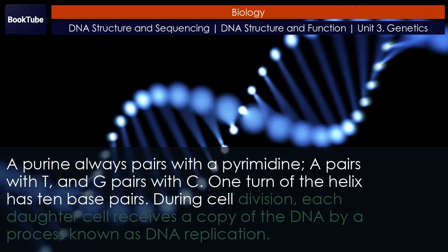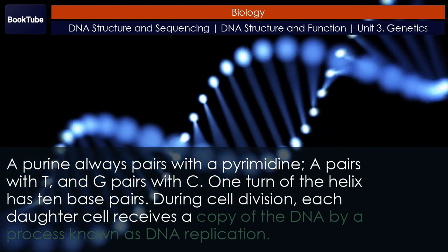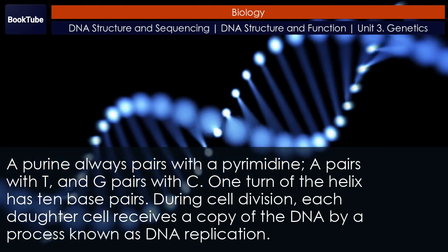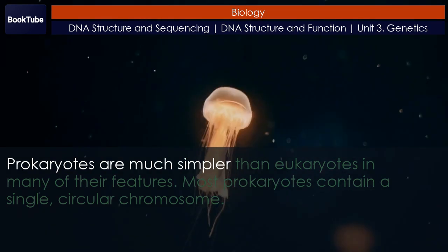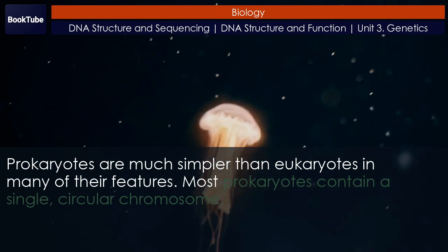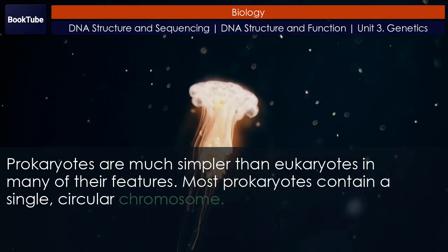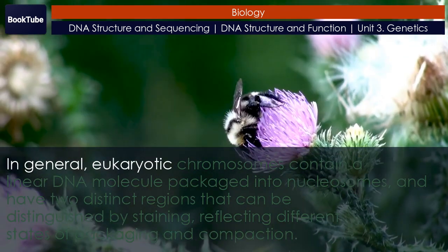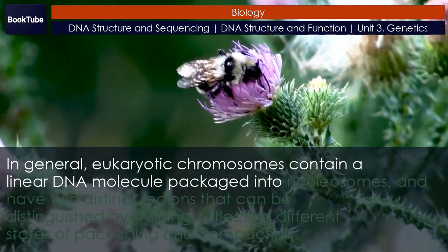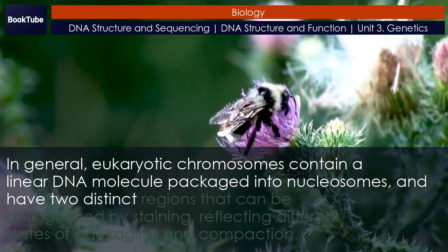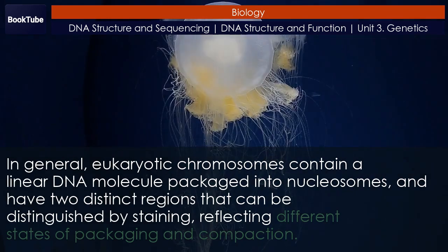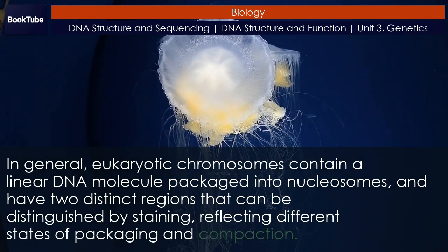During cell division, each daughter cell receives a copy of the DNA by a process known as DNA replication. Prokaryotes are much simpler than eukaryotes in many of their features. Most prokaryotes contain a single, circular chromosome. In general, eukaryotic chromosomes contain a linear DNA molecule packaged into nucleosomes, and have 2 distinct regions that can be distinguished by staining, reflecting different states of packaging and compaction.